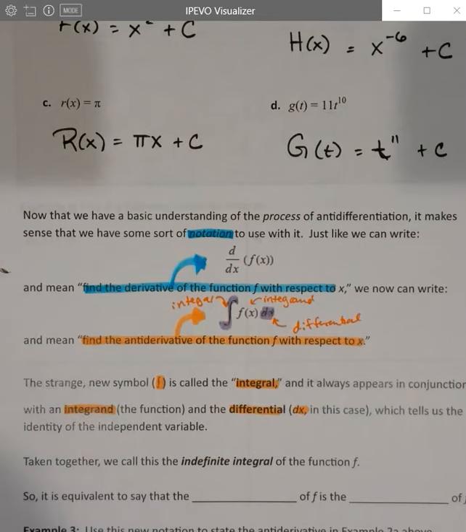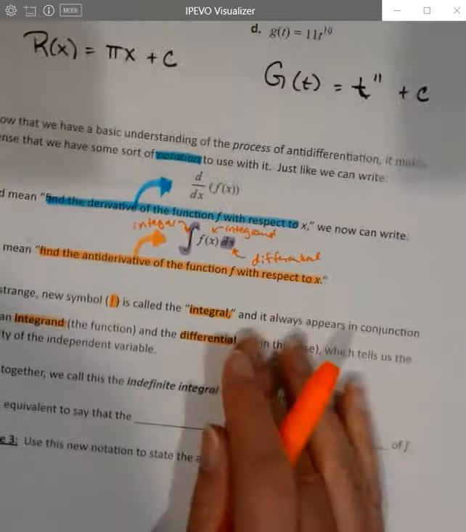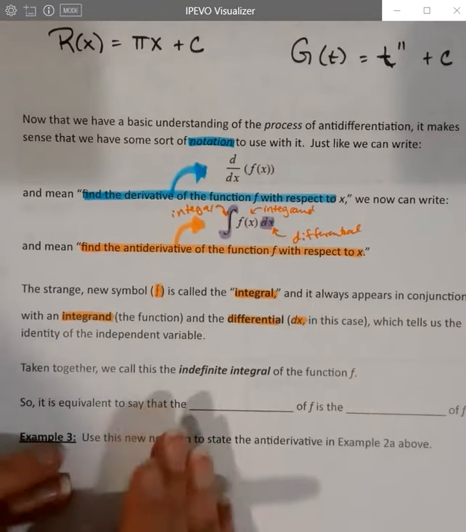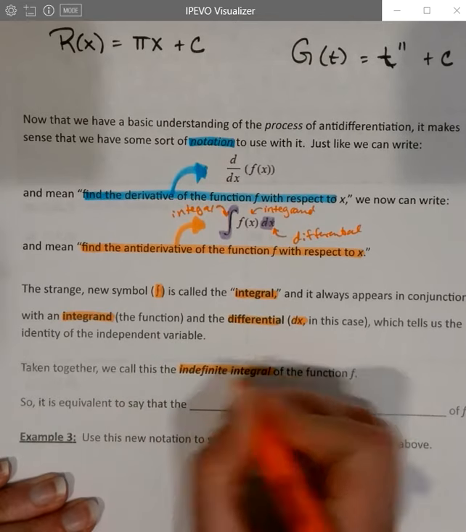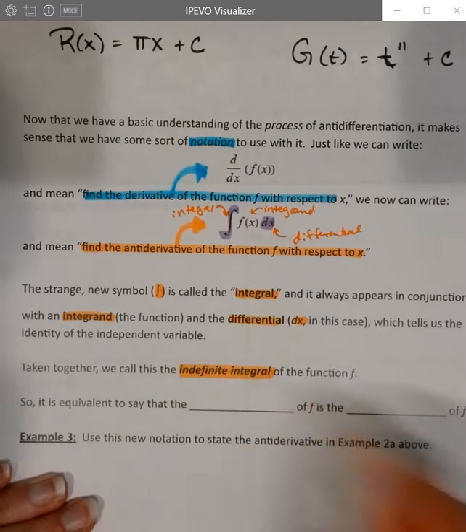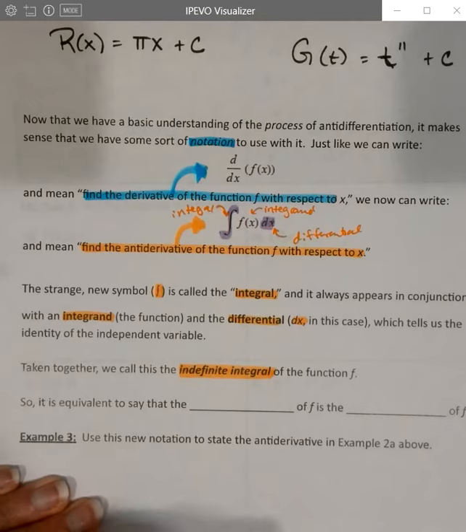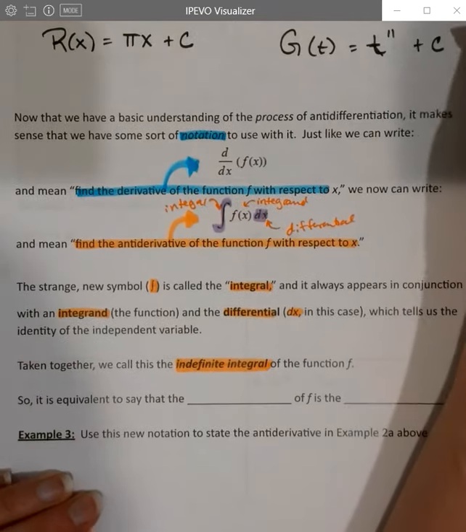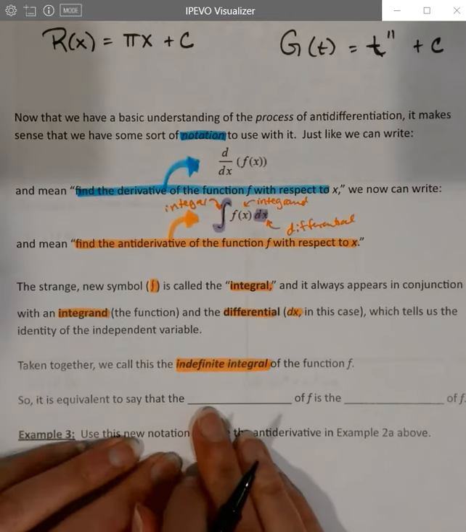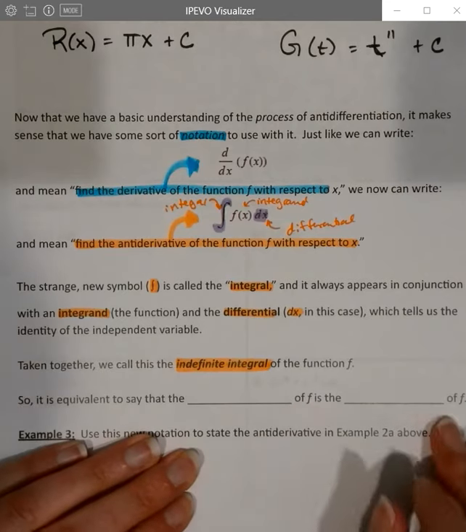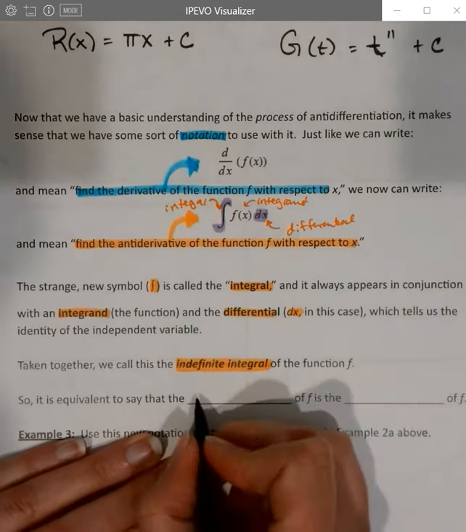Okay. Taken together, this whole thing is called the indefinite integral. So just what I mentioned, it's called the indefinite integral because we will talk about definite integrals later. I'm not going to get into that right now. When we get there, we'll be ready for it. But right now we have an indefinite integral. Okay, so it is equivalent to say that the indefinite integral of f is the antiderivative of f. So there are two different ways of saying this.